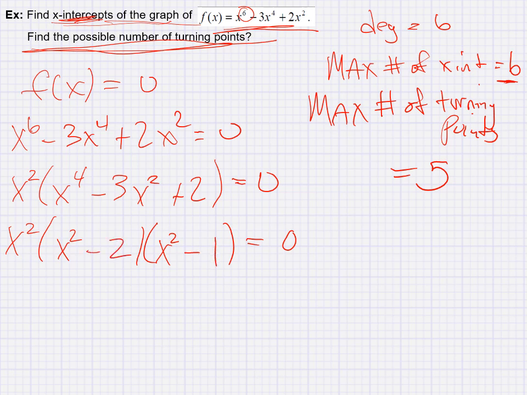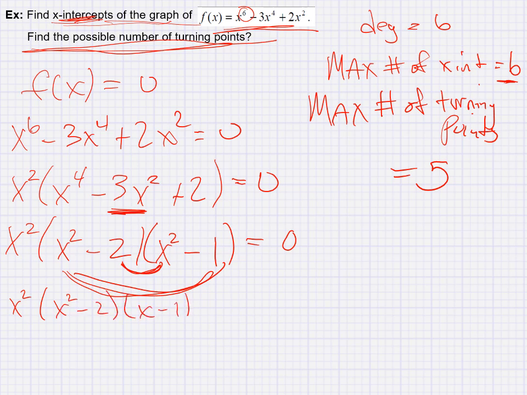Then insides and outsides would give me minus 2x squared and a minus 1x squared, which would give me that minus 3x squared. So I can see if I factor further, I have x squared minus 2. This x squared minus 1 would be x minus 1, x plus 1.